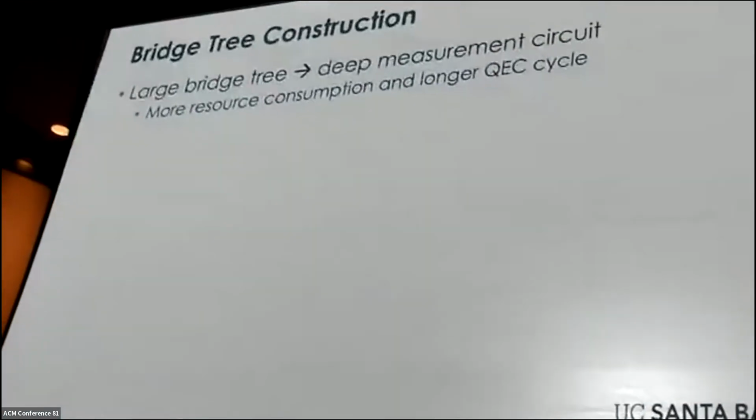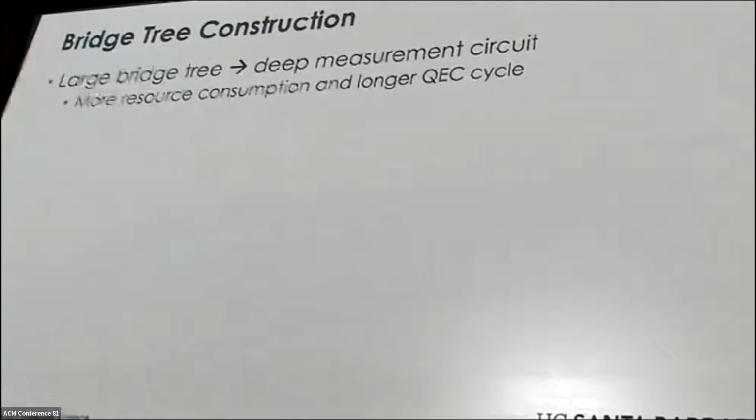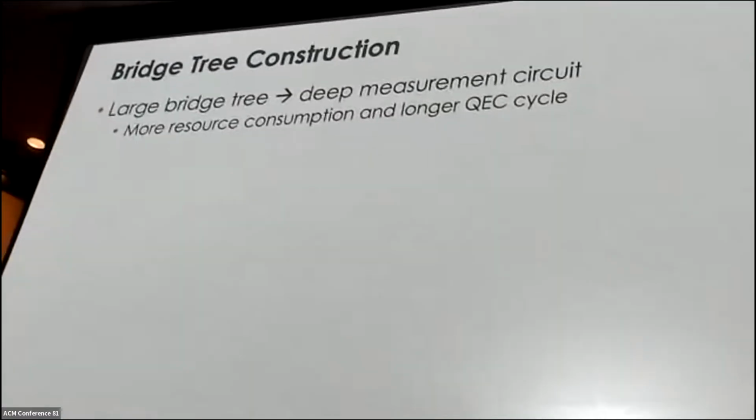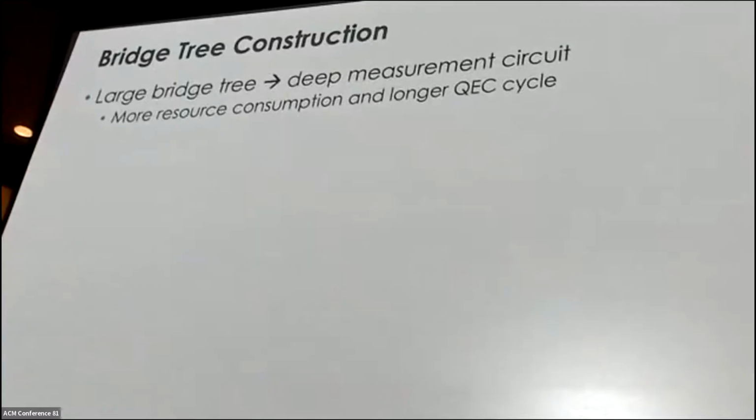This is because a large bridge tree will need a deep measurement circuit, which in turn causes more resource consumption and leads to a longer quantum error correction cycle. We prefer a shorter quantum error correction cycle to reduce the effect of interference. Also, a shorter quantum error correction cycle can lead to quicker fault-tolerant computation.